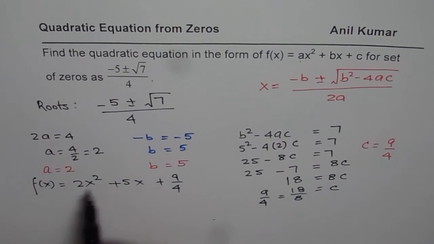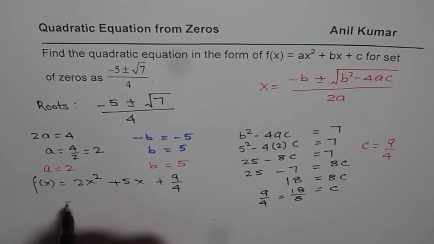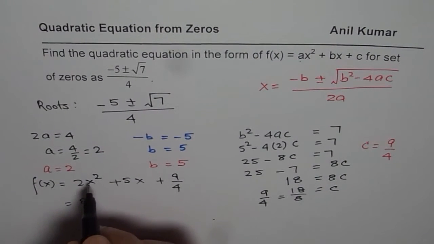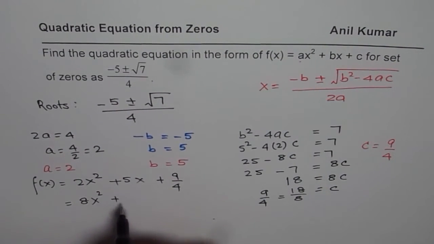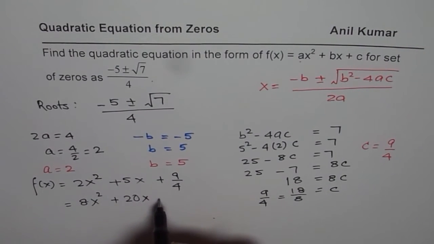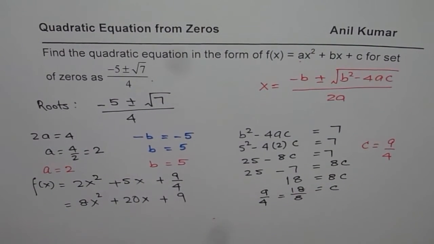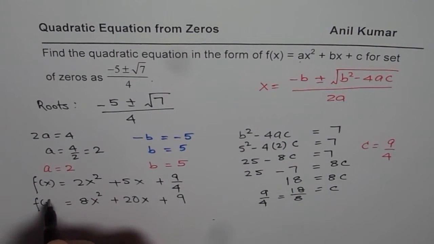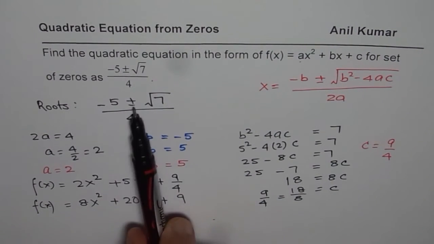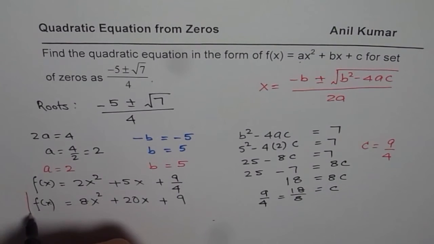So we'll just multiply everything by 4, right? So in that case, what do you get? You get 8x squared plus 20x plus 9. So that becomes the equation which will have the same roots as given to us, right?